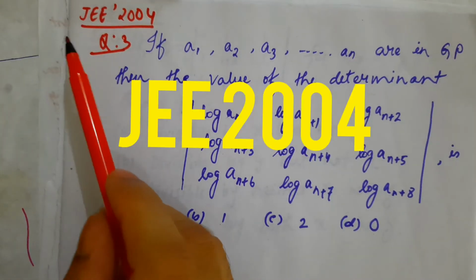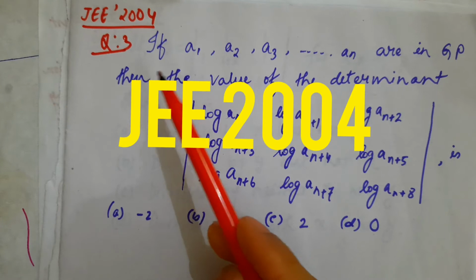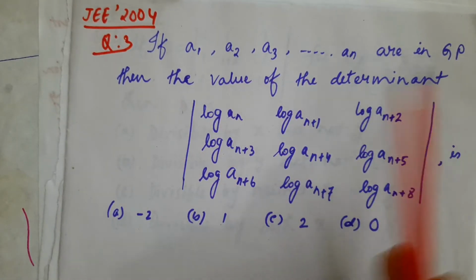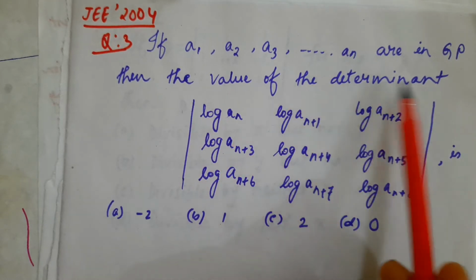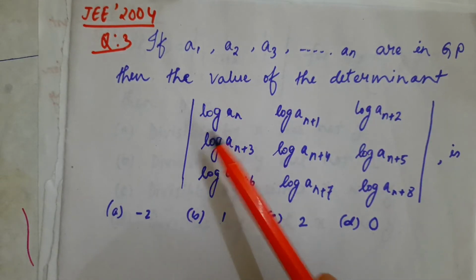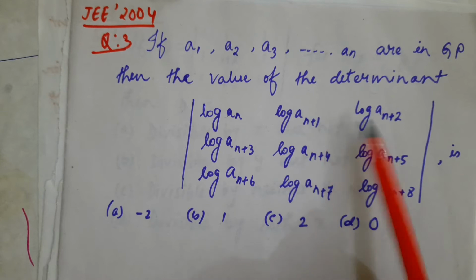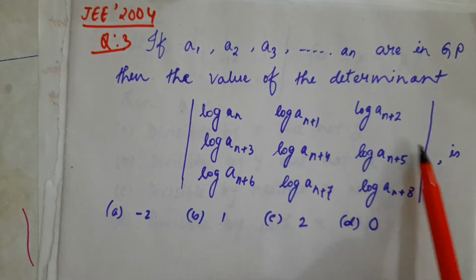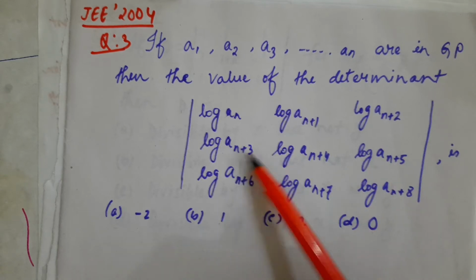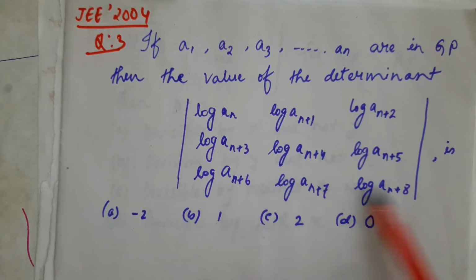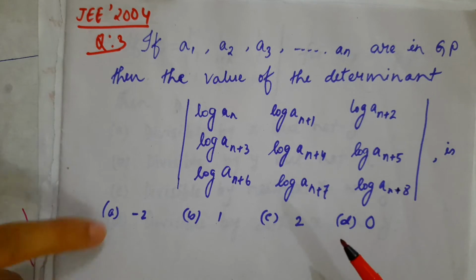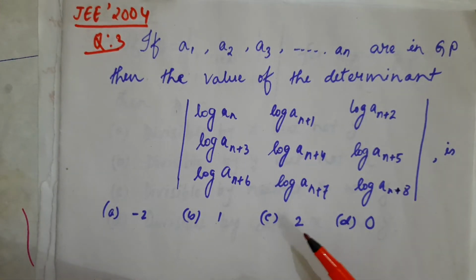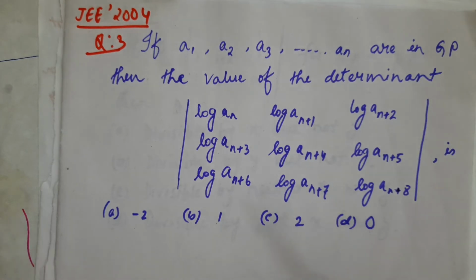Check this question asked in JEE 2004. If A1, A2, A3 up to An are in GP, then the value of the determinant log of An+1, log of An+2, log of An+3, log of An+4, log of An+5, log of An+6 is... A equal to minus 2, B equal to 1, C equal to 2 and D equal to 0.